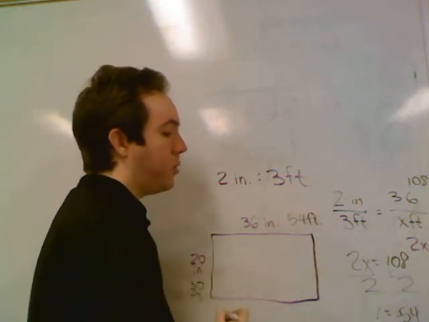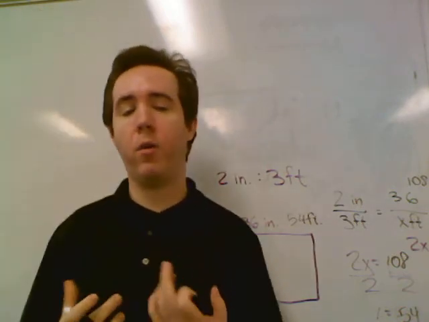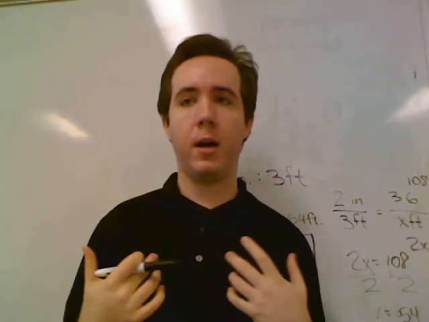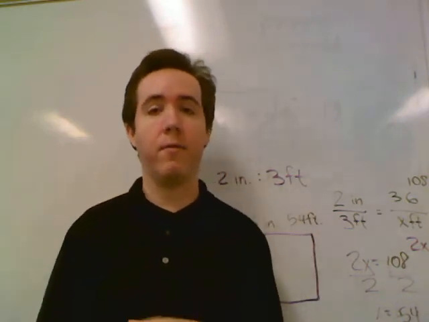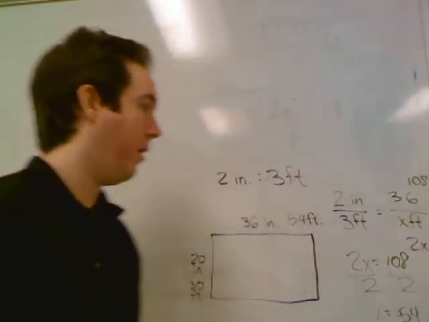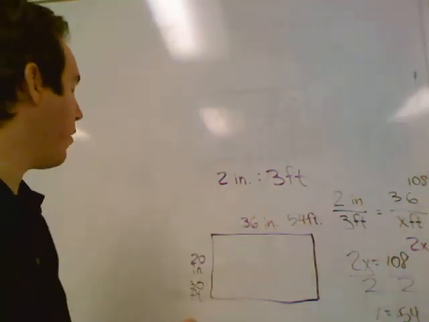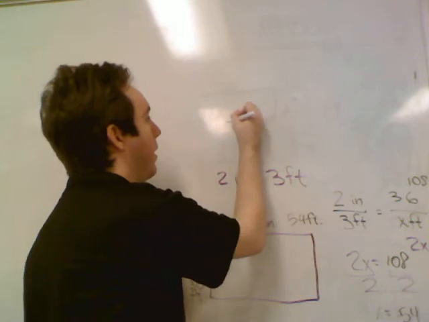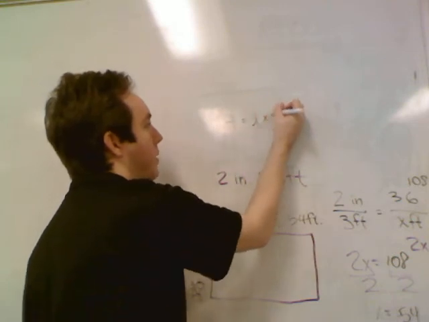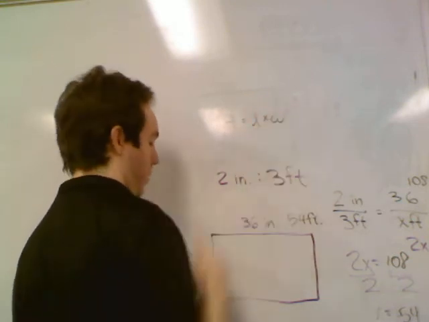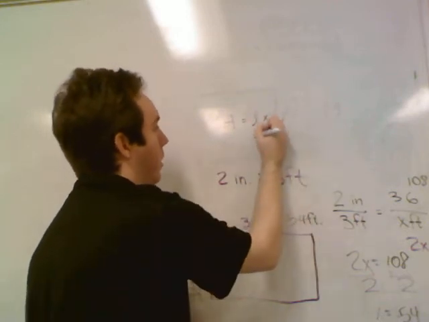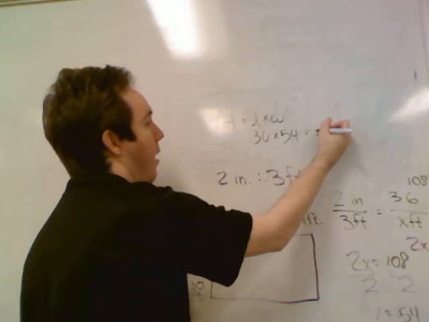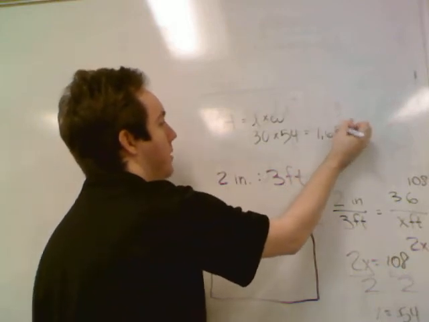Now, the question here wants to know the area of the wall. This will help us understand, for example, how much paint to get to cover that area. If we want to cover this area of 30 feet by 54 feet, to find the area, we know area is equal to length times width, which will be my 30 times my 54, which when you multiply that out, you'll get 1,620.